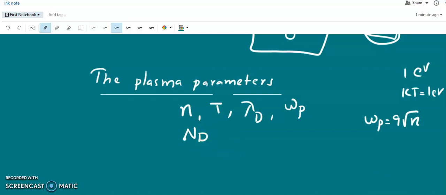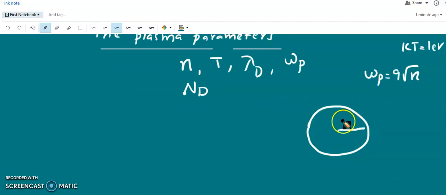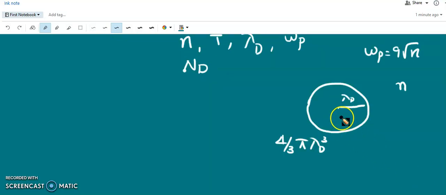Okay, so we have seen that the Debye sphere is having a radius lambda D. So the volume of the Debye sphere is 4 by 3 pi lambda D cube. And the number density is n. Then the total number of particles in the Debye sphere is equal to the volume of the Debye sphere multiplied by the number density n. Okay. So this is what is called the number of particles in the Debye sphere, ND. So this is another plasma parameter.